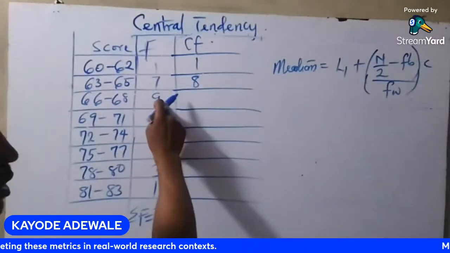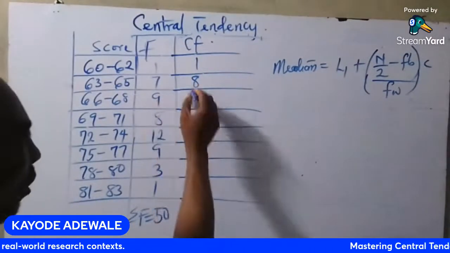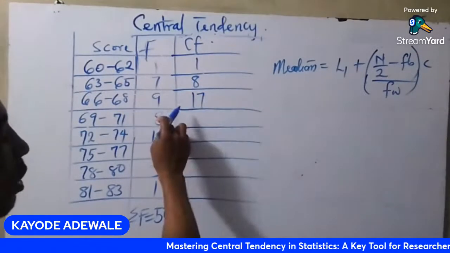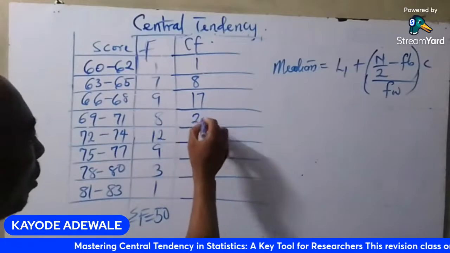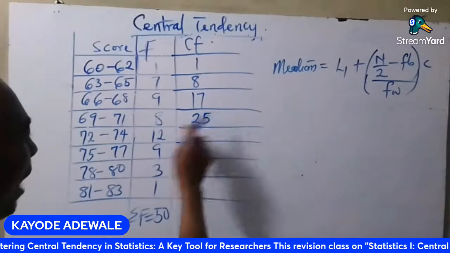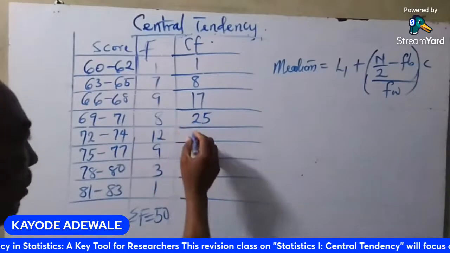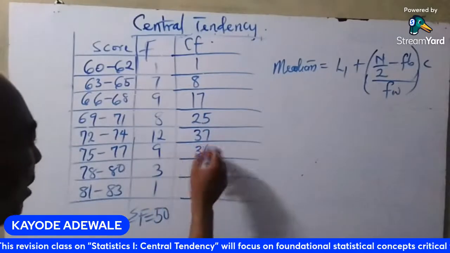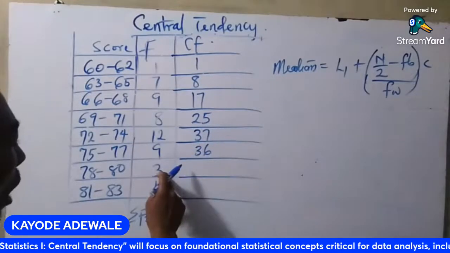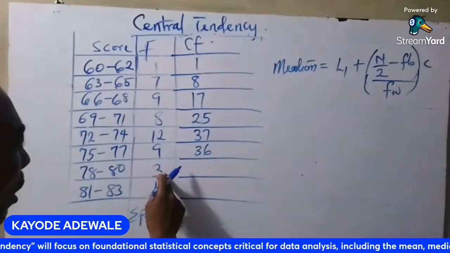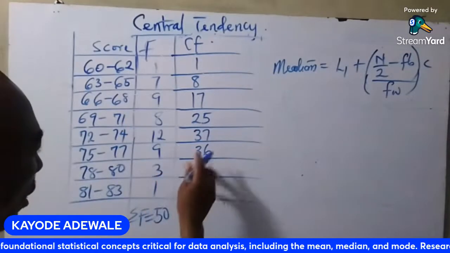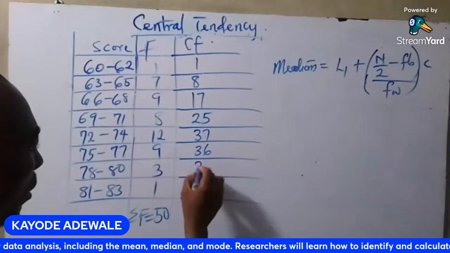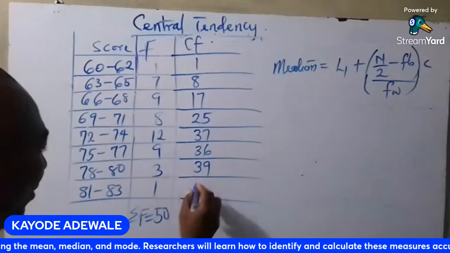If I add 8 plus 9, of course, that will give me 17. If I add 17 plus 8, that will give me 25. If I add 25 to this, that will give me 37. If I add 37 to 9, of course, that will give me 36. If I add 36 to 3 here, that will give me 39. And if I add 1 to this, that will give me 40.